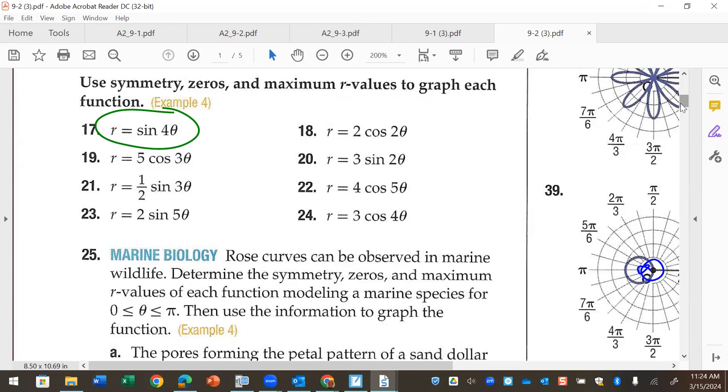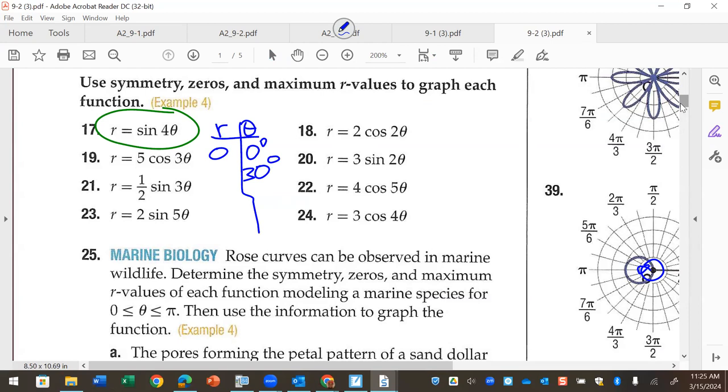So anyway, what are you supposed to be able to do besides plug it into your calculator and tell me that's the answer? You're supposed to plug in some thetas. All right, plug in a zero. What's sine 4 times 0? 0. There's your first dot. And plug in 30. What's sine of 4 times 30? Is it like 0.5?